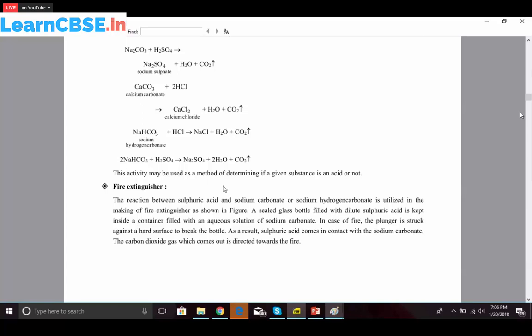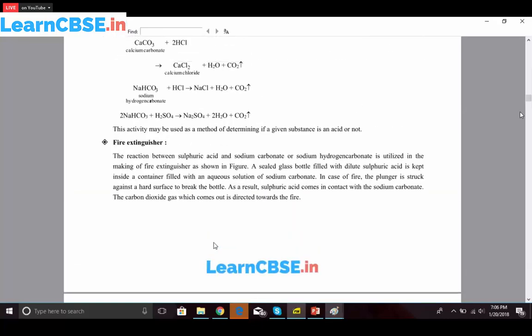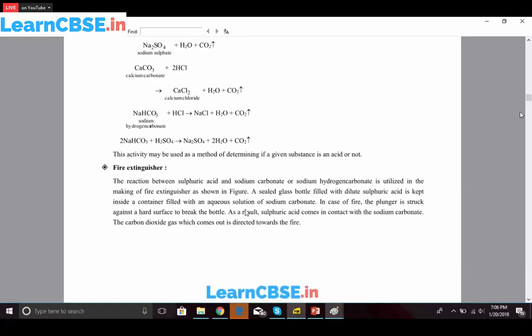So now the fire extinguisher. So what is a fire extinguisher? The reaction between the sulfuric acid and the sodium carbonate or the sodium hydrogen carbonate is used in making the fire extinguisher, because the carbon dioxide gas is given out from these reactions. So this carbon dioxide is able to extinguish the fire.